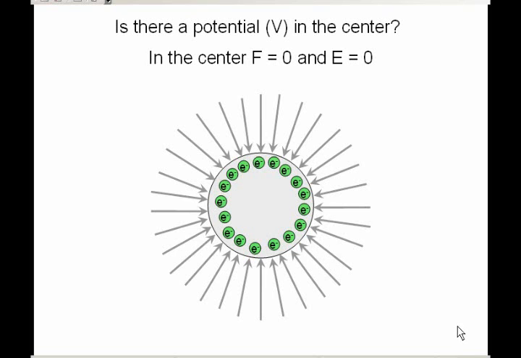Here's a trick question that was on last year's AP test. We know the field is 0 and the electric force is 0. Does that mean the potential is 0 in the center? This is a trick problem. There is a potential in there because the way we find a potential is by taking a positive test charge and placing it in the center of the sphere.